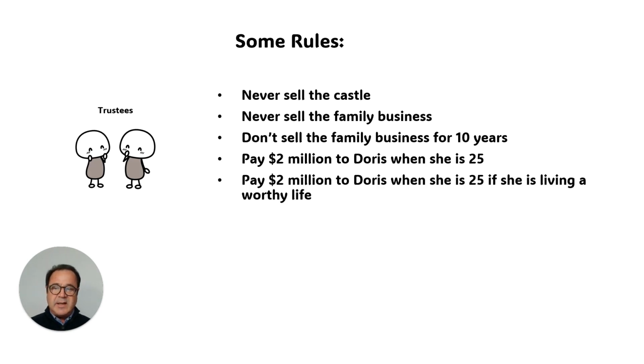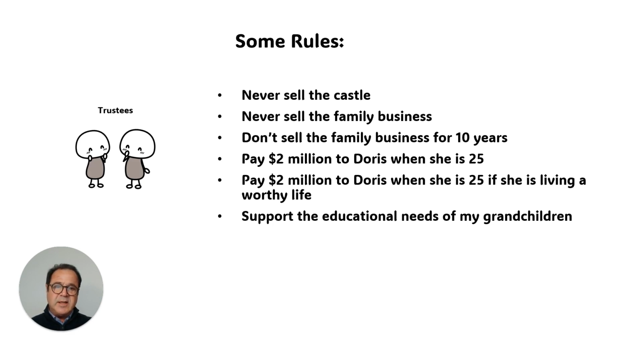Sometimes it gets even more complicated, so people say things like, pay $2 million to Doris when she's 25 if she's living a worthy life. What is a worthy life? People sometimes say if she goes to church every Sunday. So all of these things start to become quite complicated. What does it mean? Who is the judge? How do I measure that? Don't put these things into trust documents because they are asking for an argument. Doris will say that she is living a worthy life. The trustees will say, we don't think that you are, and you end up spending a lot of money on legal fees.